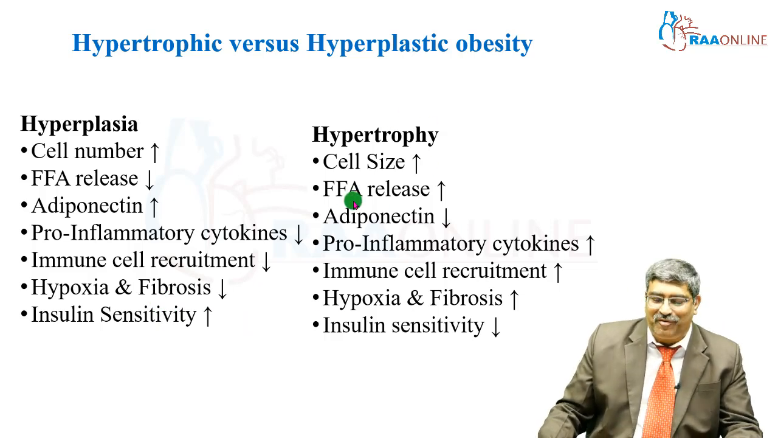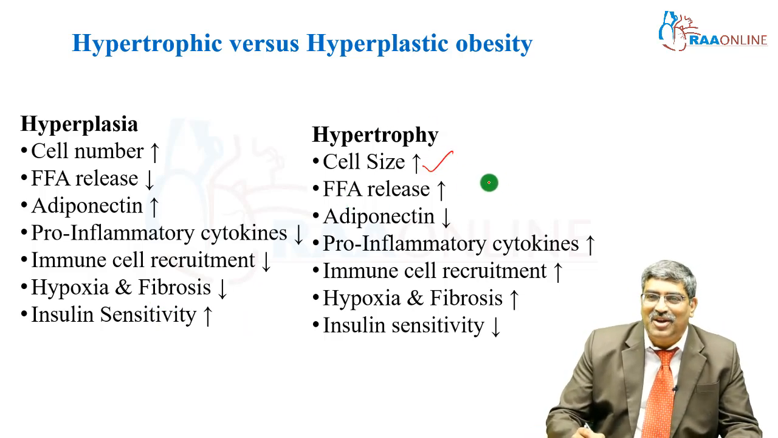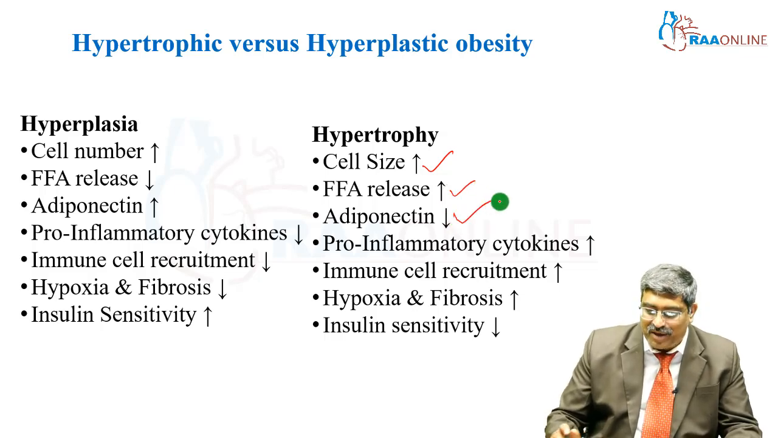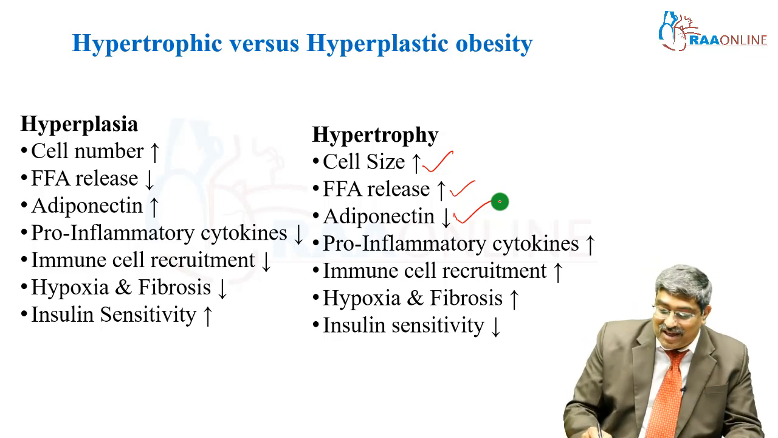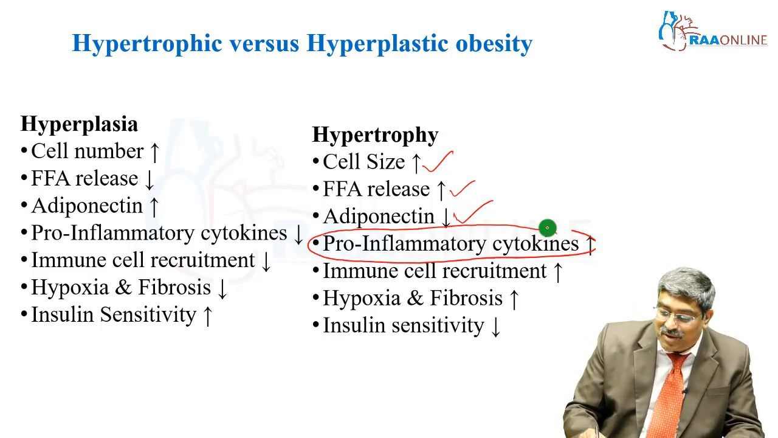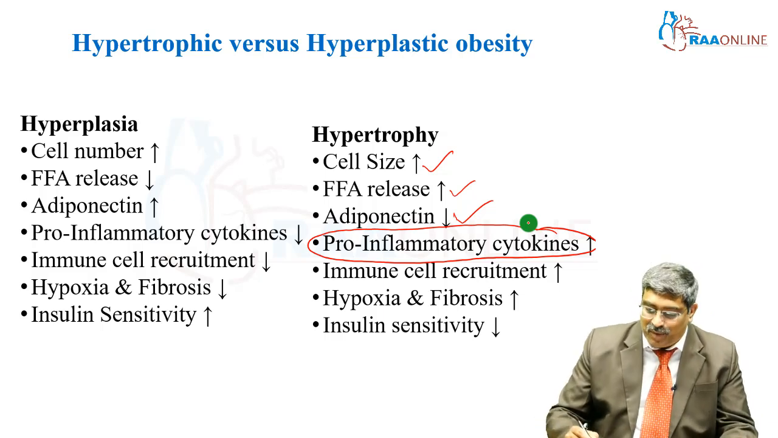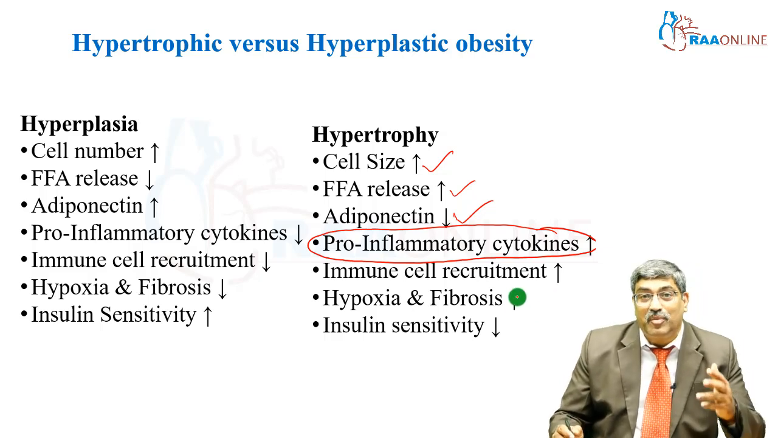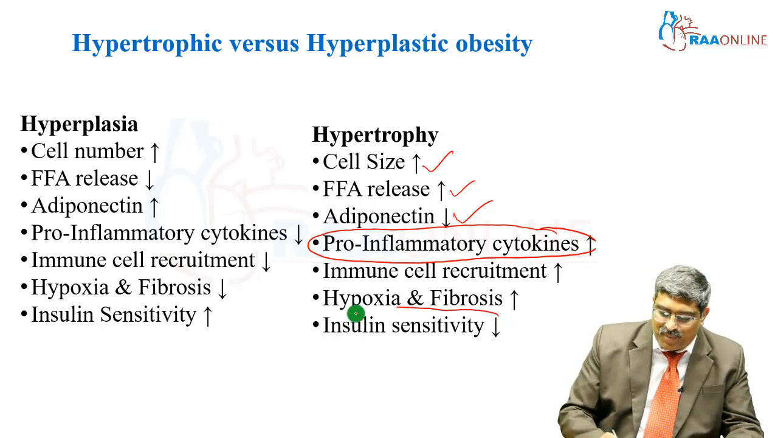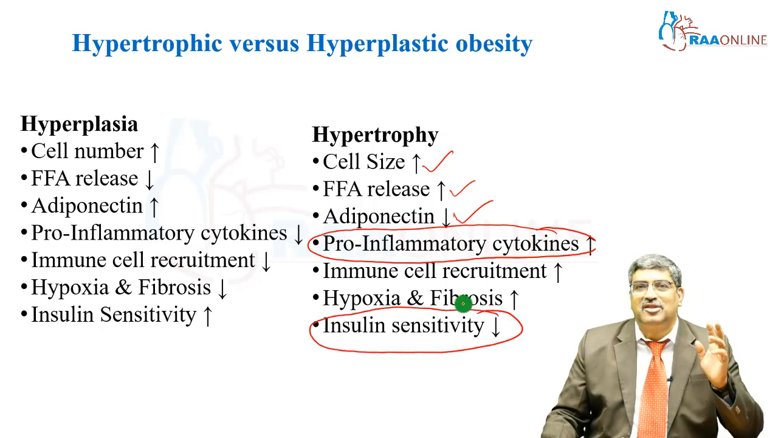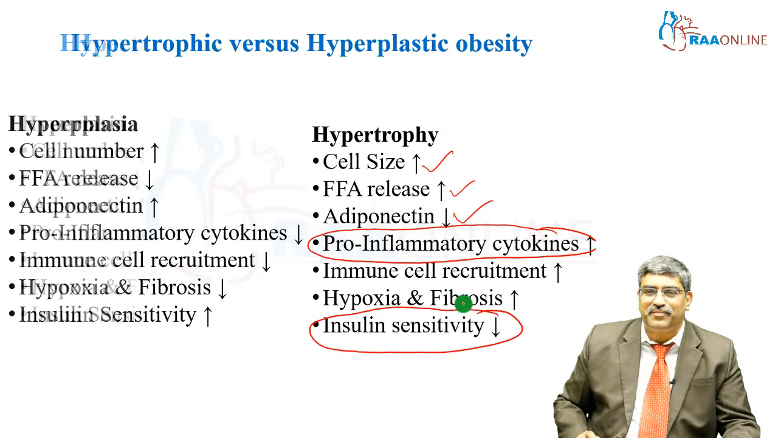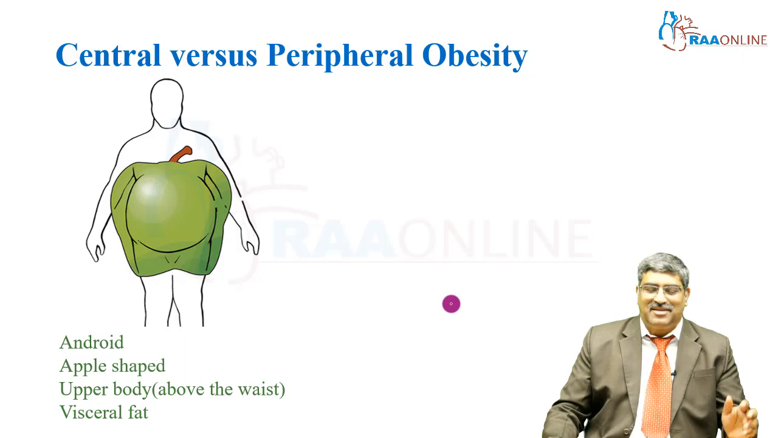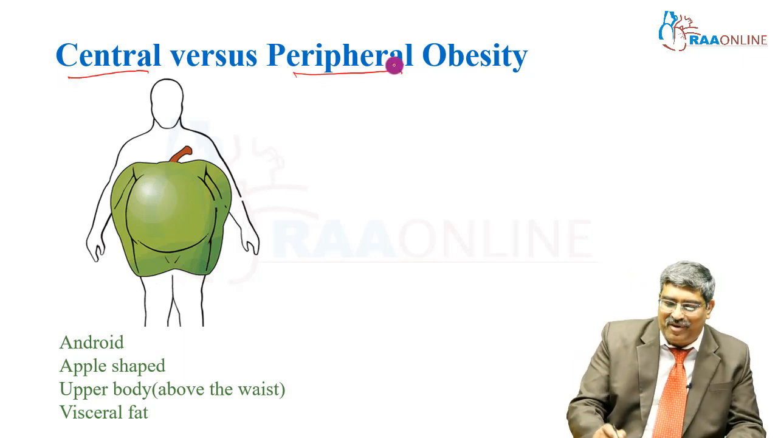But in hypertrophy, your cell size is increased, your free fatty acid release is increased, your adiponectin is coming down, pro-inflammatory cytokine is increased, which might lead to a lot of disease conditions. Your immune cell requirement is increased, hypoxia sets in, fibrosis increases, and the most important thing is there is insulin resistance. Now coming to another classification, which is central and peripheral.